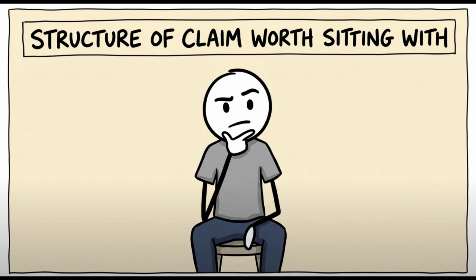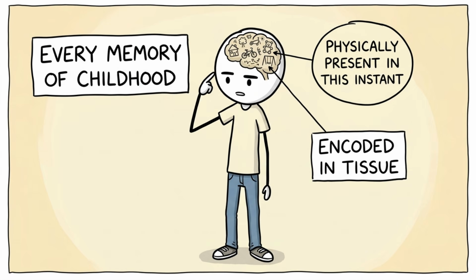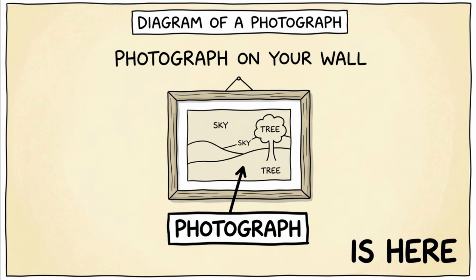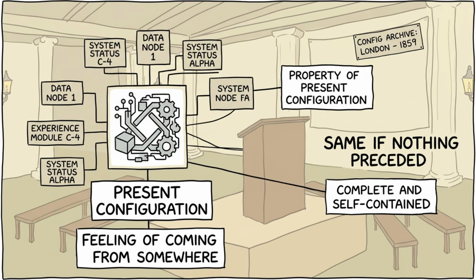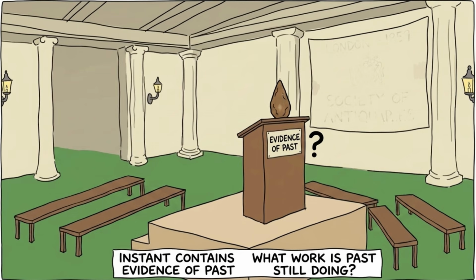The structure of the claim is worth sitting with for a moment. Every memory you have of your childhood is physically present in this instant, encoded in the arrangement of tissue behind your eyes right now. The photograph on your wall is here, the scar is here. The feeling of having come from somewhere is a property of the present configuration, complete and self-contained, and it would be exactly the same if nothing had ever preceded it. If this instant contains its own evidence of a past, what work is the past still doing?